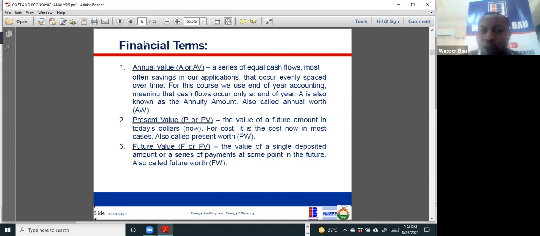Okay, the third one is the future value. It is the value of a single deposited amount or series of amounts at some point in the future, and it is also called future worth.